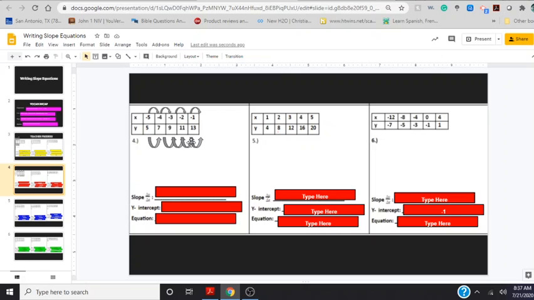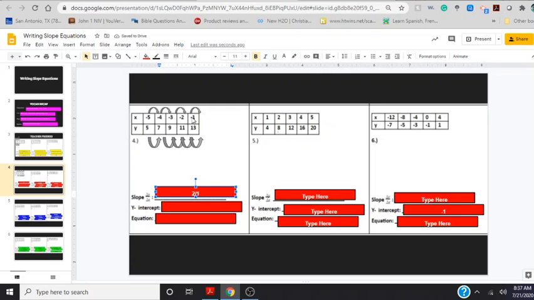Okay, so our slope is still the change in y. So how do I get from 11 to 13? You would tell me plus 2. Okay, well, how do I get from negative 2 to negative 1? You would tell me plus 1. Okay, so that'd be 2 over 1, right?